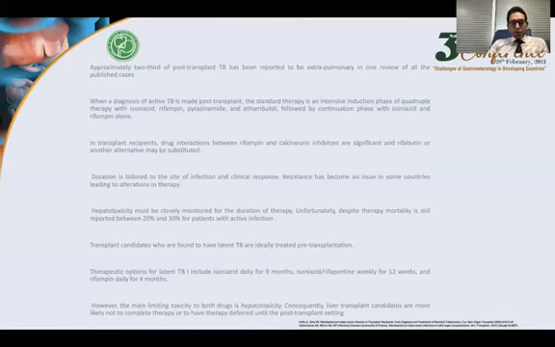Transplant candidates who are found to have latent TB are ideally treated pre-transplantation. The therapeutic options for latent TB infection include isoniazid daily for 9 months, isoniazid and rifapentine weekly for 12 weeks, and rifampin daily for 4 months.